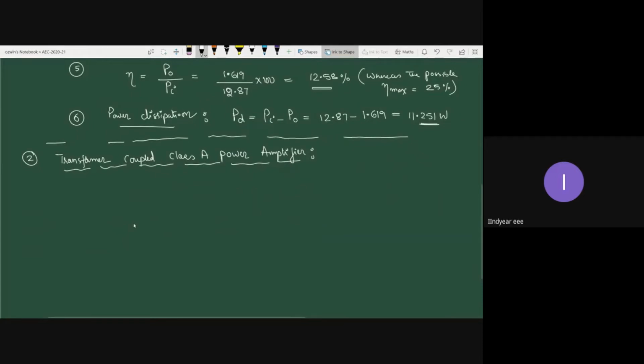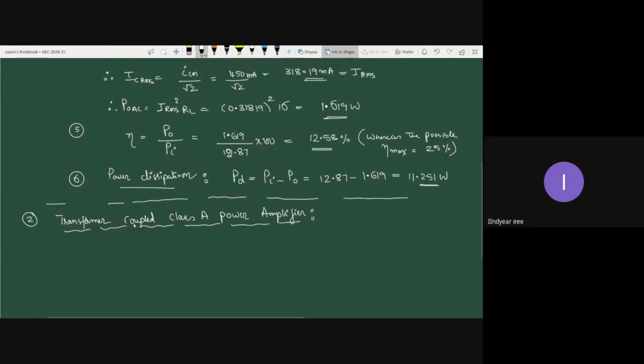While explaining the disadvantages of the series fed class A power amplifier, somewhere I had mentioned that the circuit suffers from low impedance matching. Due to this, the maximum power delivery doesn't take place, and the conversion efficiency drops significantly. You can see that the maximum possible conversion efficiency is about 25%.